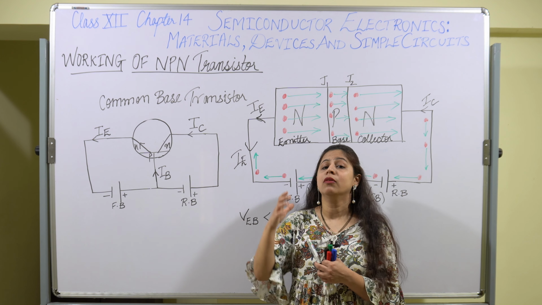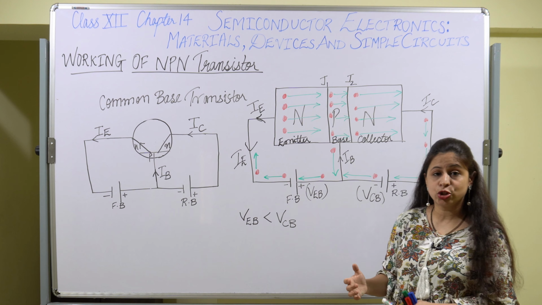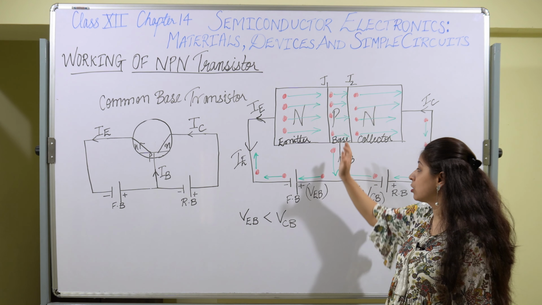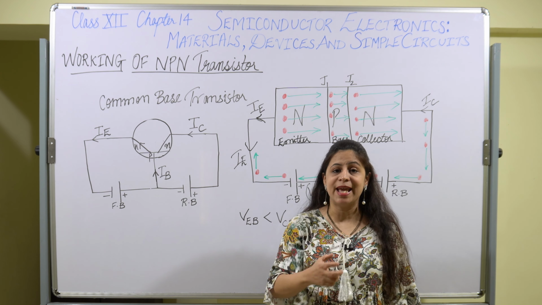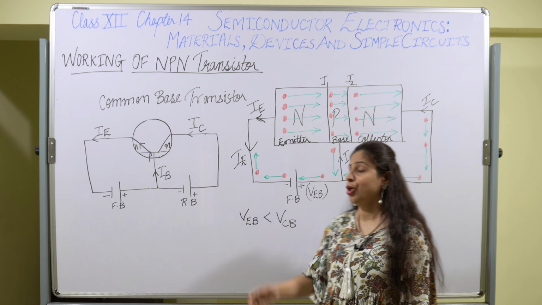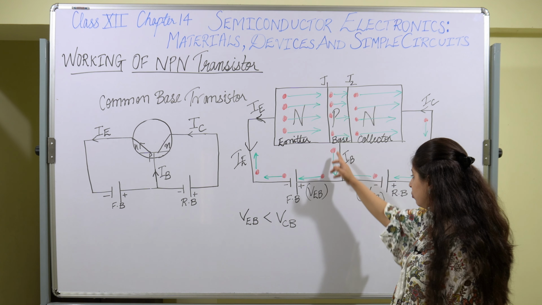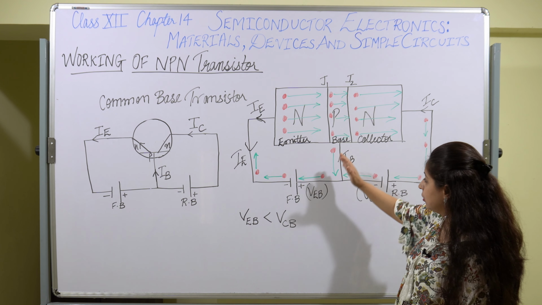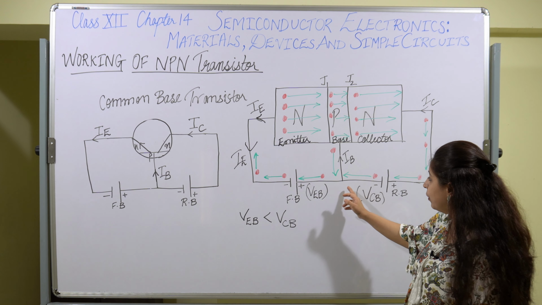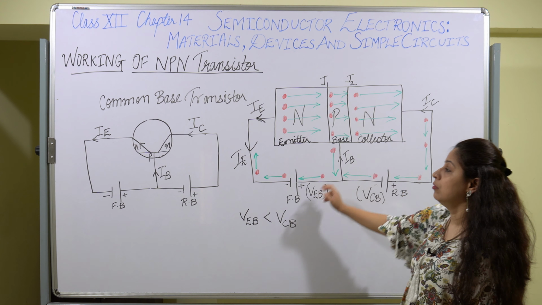Some of the electrons will move towards the collector region, and the rest of the electrons will constitute a current which is known as the base current. So now my base current, these are the electrons moving over here in the opposite direction, and the current will be moving inside the transistor.